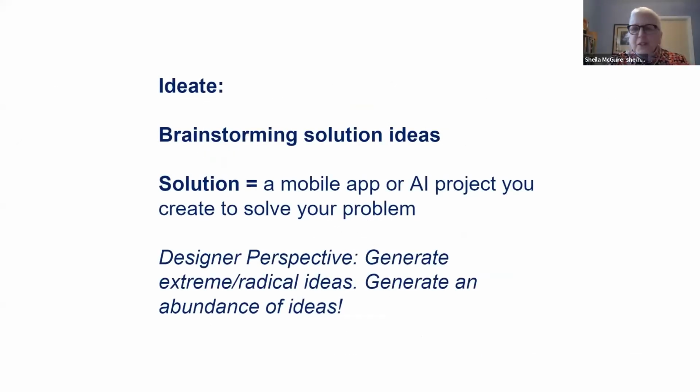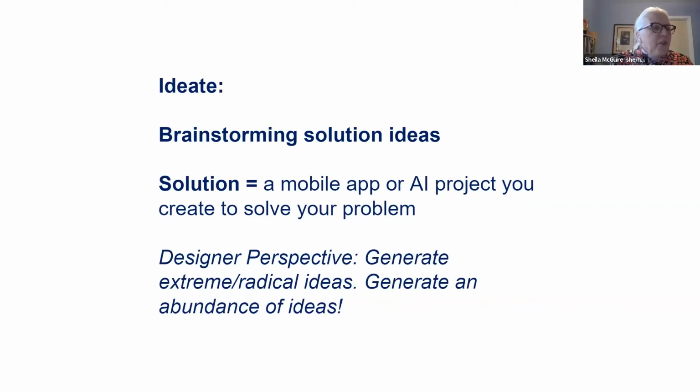So the next thing we're going to do, this is where we really get to have fun, although it's all fun. Get creative, and we're going to really brainstorm solution ideas, because now you have a pretty good understanding of who you want to design for. But what do we have to do that? What should this app or AI project be to help solve the problem? And if you look at the designer perspective below, it's like generate extreme radical ideas, an abundance of ideas. Don't stop with your first idea.